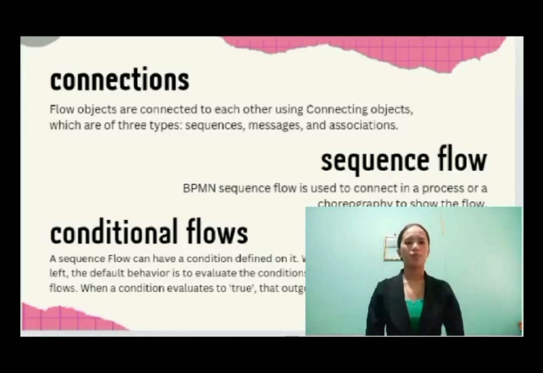And under this sequence flow, we have two types of it. First is the conditional flows. These are used to represent decision points in a process flow where the path to be taken depends on certain conditions.